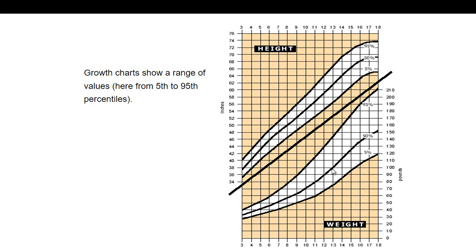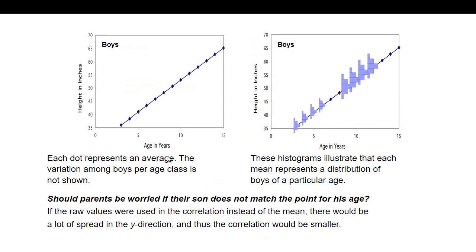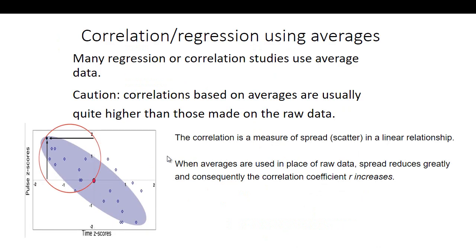It turns out that as long as a boy's height follows a growth curve here, he should be healthy. Obviously, we don't expect all kids to grow up to be 7 feet tall. Okay, so that's one thing about using averages in place of raw data to do regression or to calculate correlation.